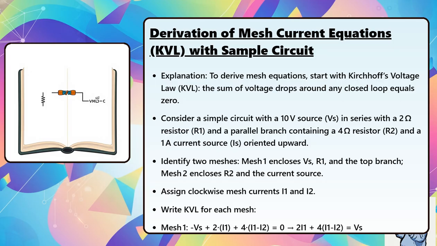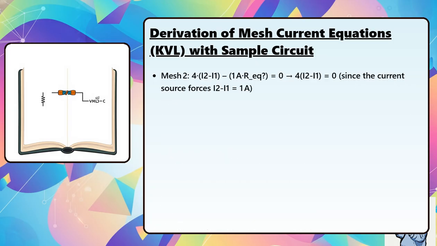Mesh 1: negative Vs plus 2I1 plus 4I1 minus I2 equals 0, which simplifies to 2I1 plus 4I1 minus I2 equals Vs. Mesh 2: 4I2 minus I1 minus 1 ampere times R equals 0, which simplifies to 4I2 minus I1 equals 0, because the current source forces I2 minus I1 equals 1 ampere.